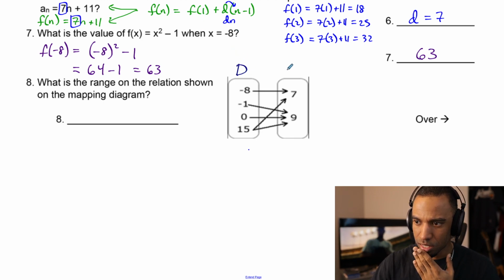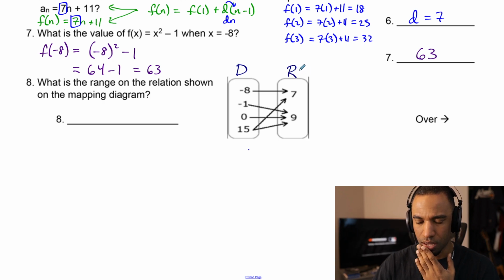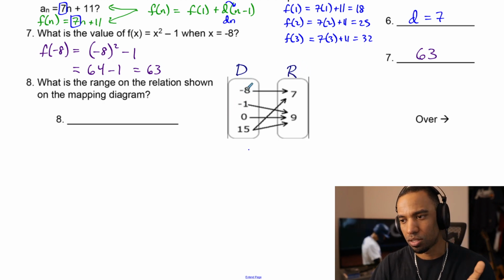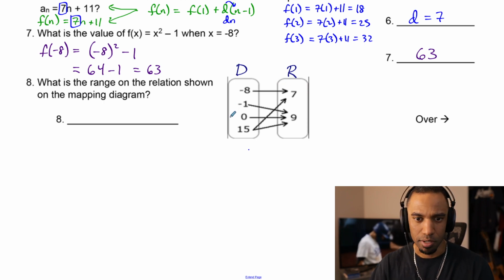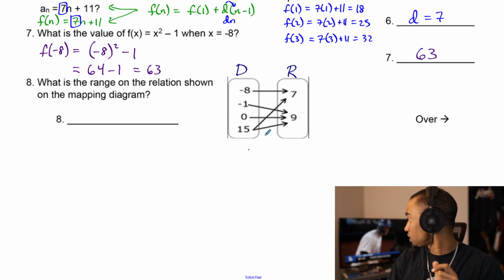This is your domain. This is your range right here. Domain is on the left. Its x is pointing to y. I'm going to spell this out in greater detail depending on the question that's asked to you.